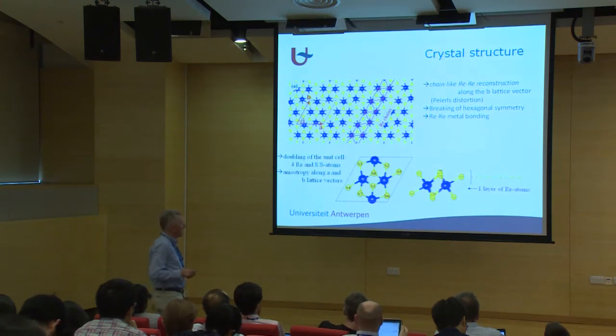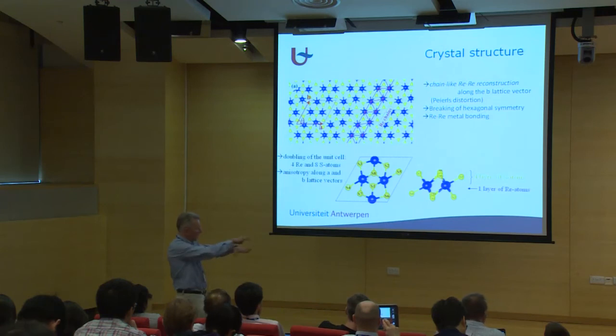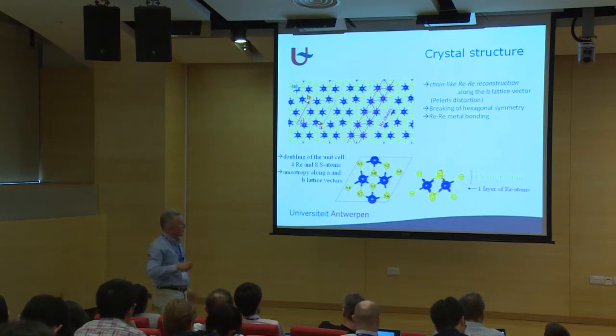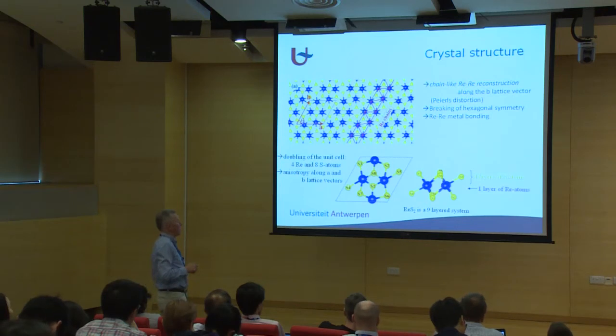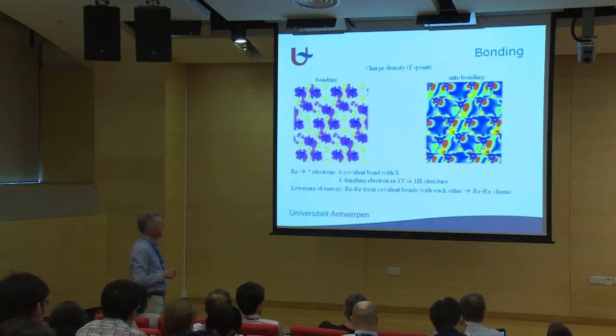Another interesting thing is, if we look at the rhenium atoms, they are really sitting in a layer, but the 4 sulfur atoms have different distances with respect to this layer. So it looks like those sulfur atoms form 4 different layers of sulfur atoms. So it means that rhenium disulfide is like a 9-layered system, while molybdenum disulfide is a 3-layered system.